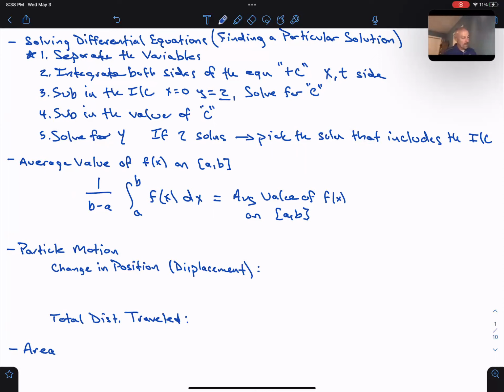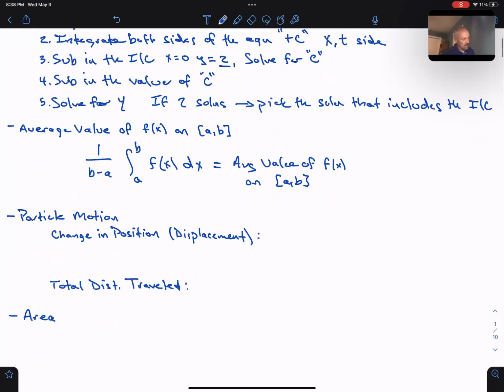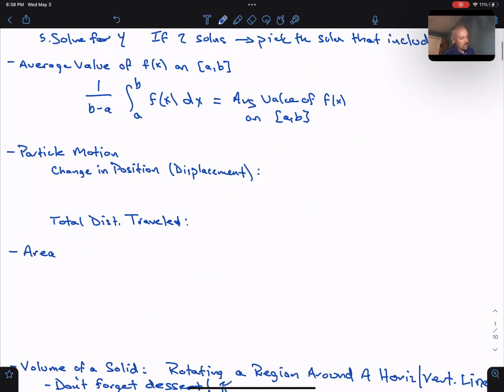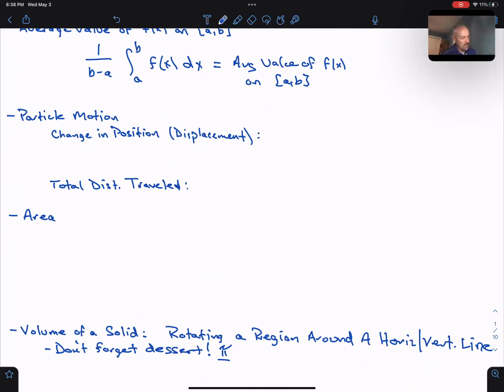Okay. Another application of the integral is in particle motion. If we're looking for the change in position, also known as displacement, or particle's displacement, that's going to be given by the integral from some time, I'm going to say t equals a to t equals b, and we're going to integrate velocity with respect to time. That's going to give us the position at time b minus the position at time a.